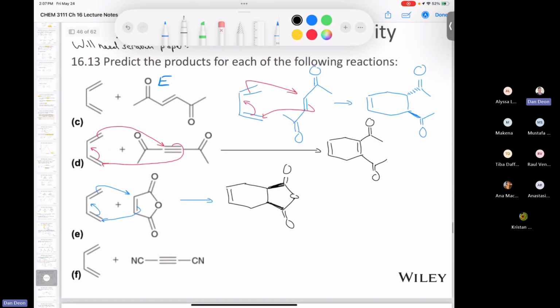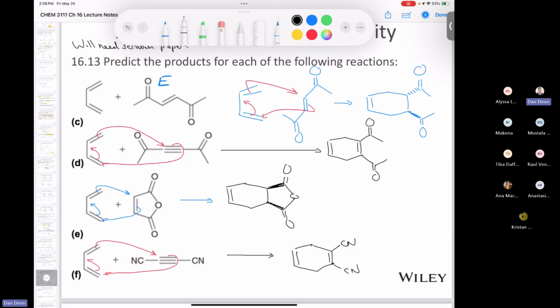And then the next one is again in the same vein as D, where if we draw our curved arrows, form a sigma bond, form another sigma bond, put our pi bond here, and in that case we end up with another six-membered ring. We have a double bond here, and then we have our two nitrile groups like that.